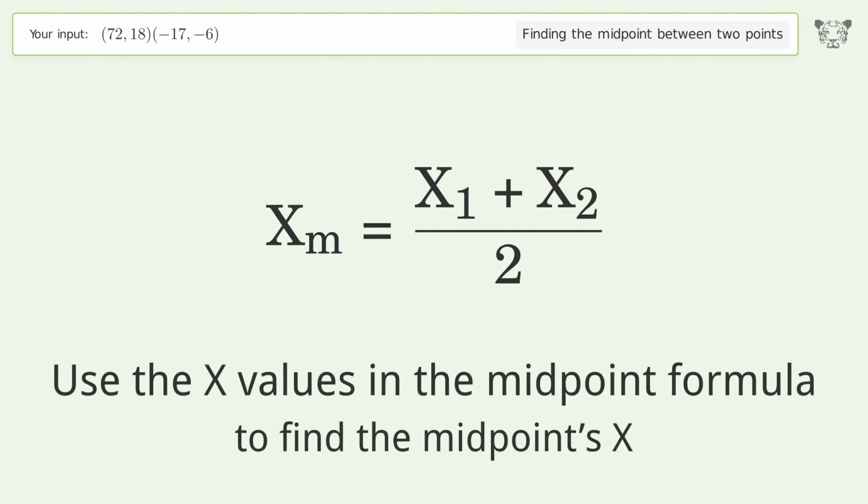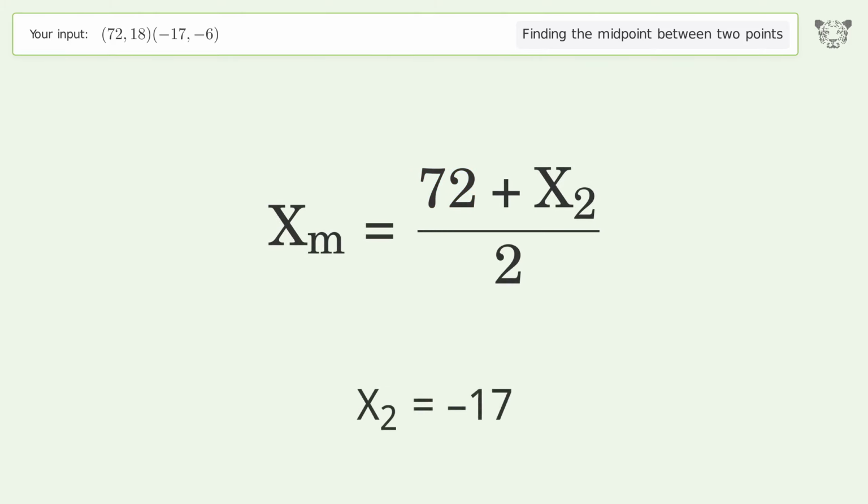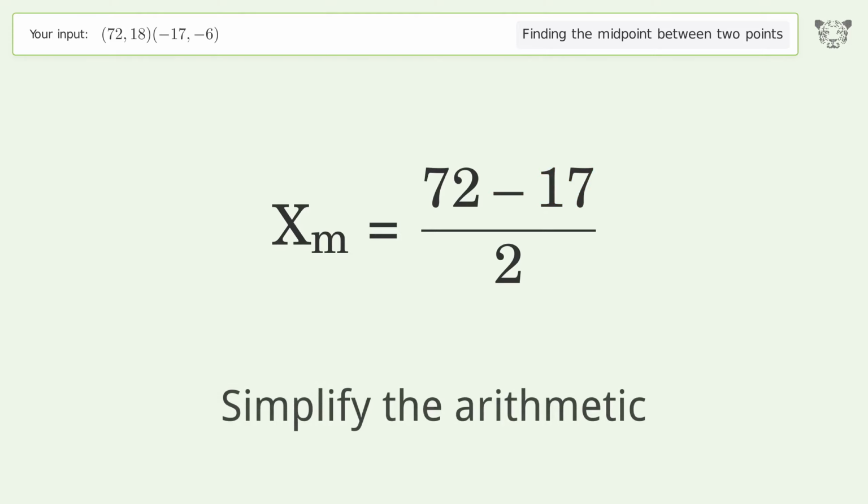Use the x values in the midpoint formula to find the midpoint's x. x1 equals 72. x2 equals negative 17. Simplify the arithmetic.